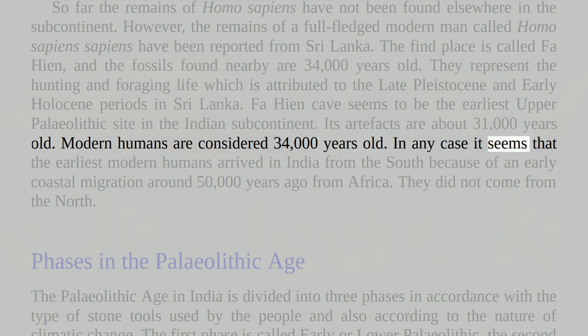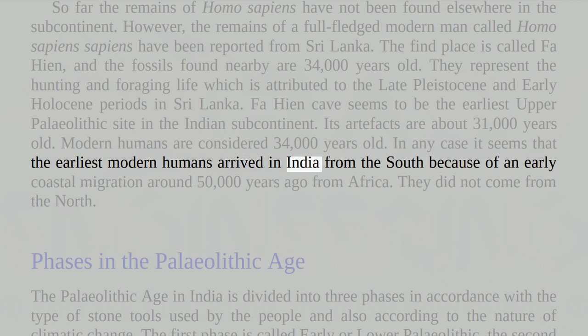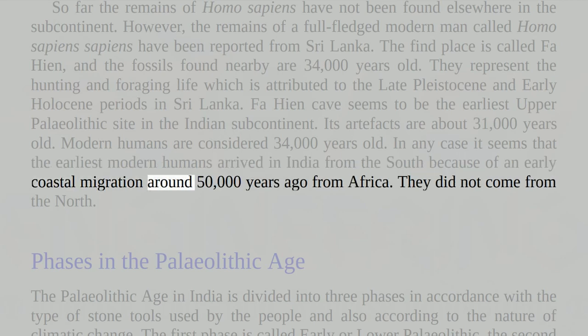In any case, it seems that the earliest modern humans arrived in India from the south because of an early coastal migration around 50,000 years ago from Africa. They did not come from the north.